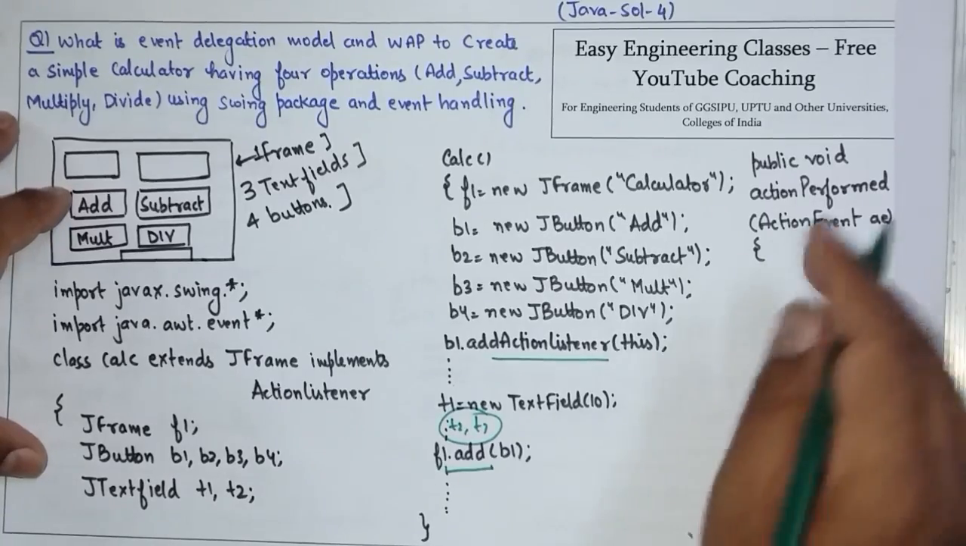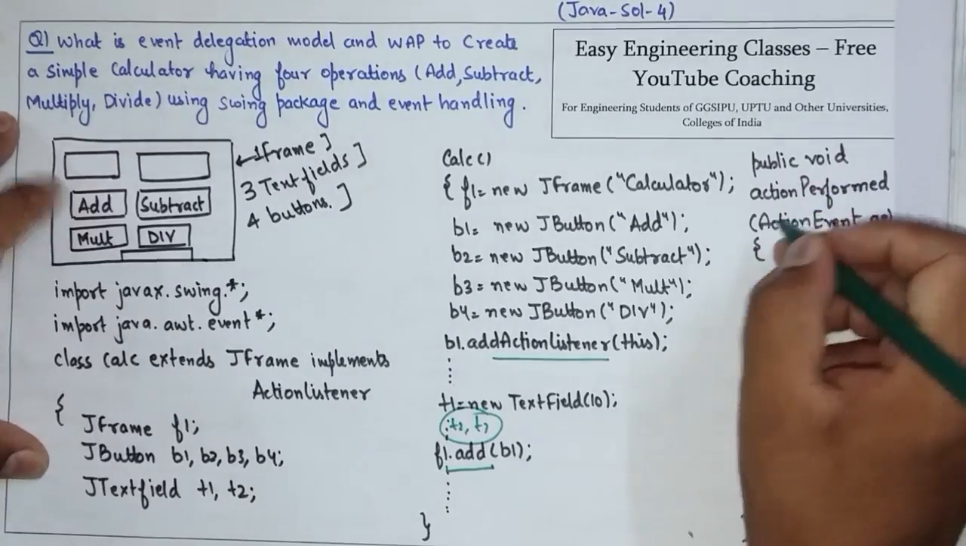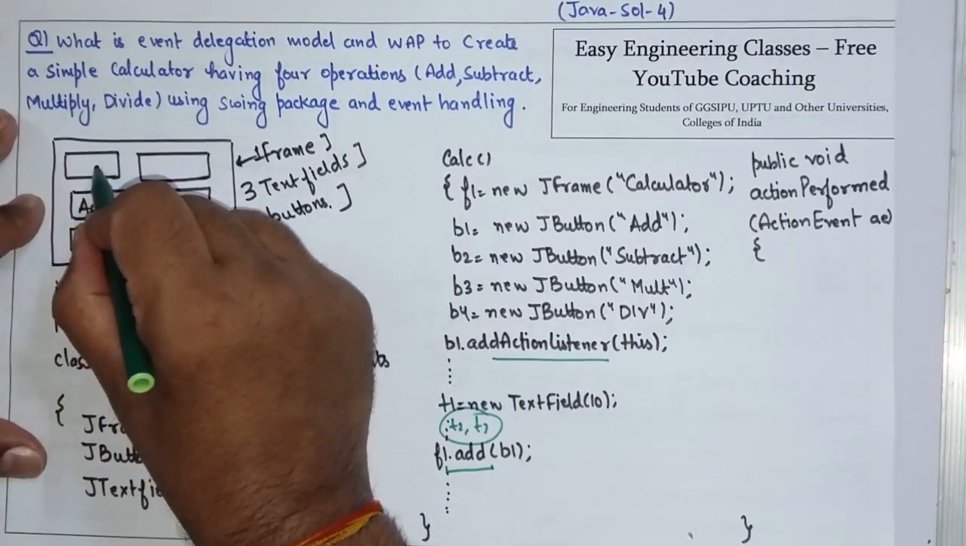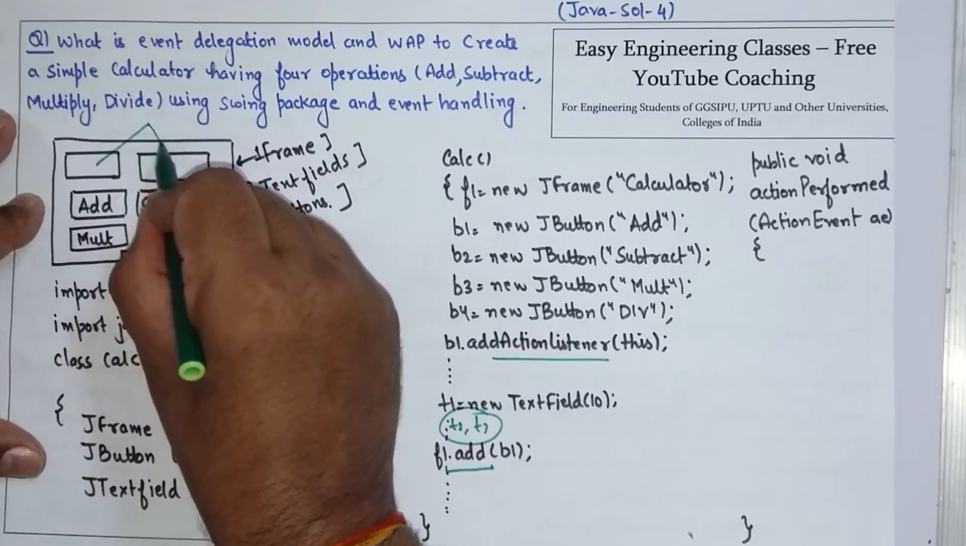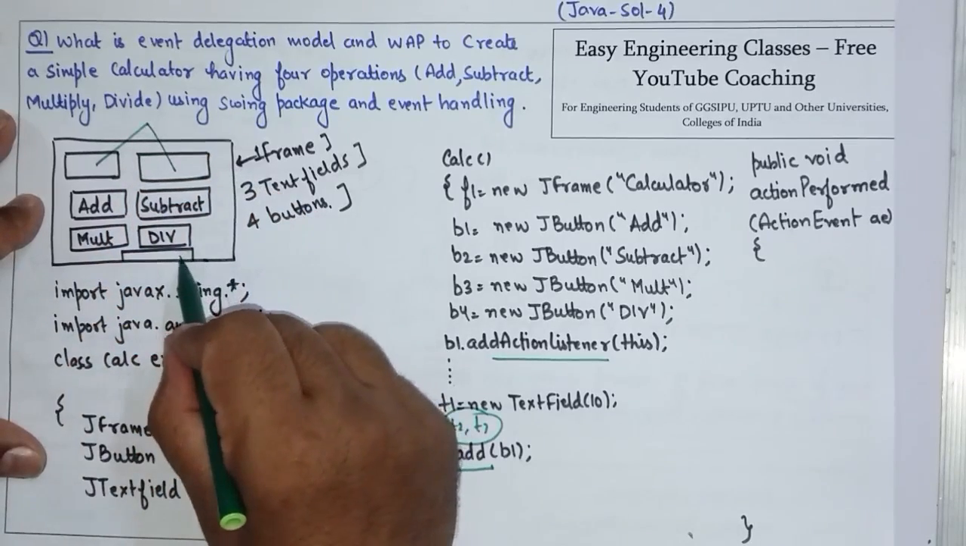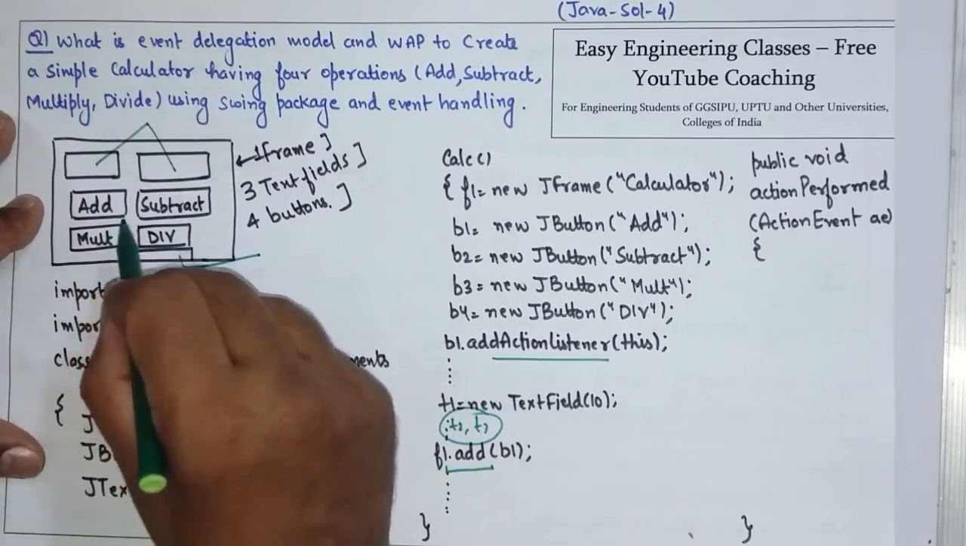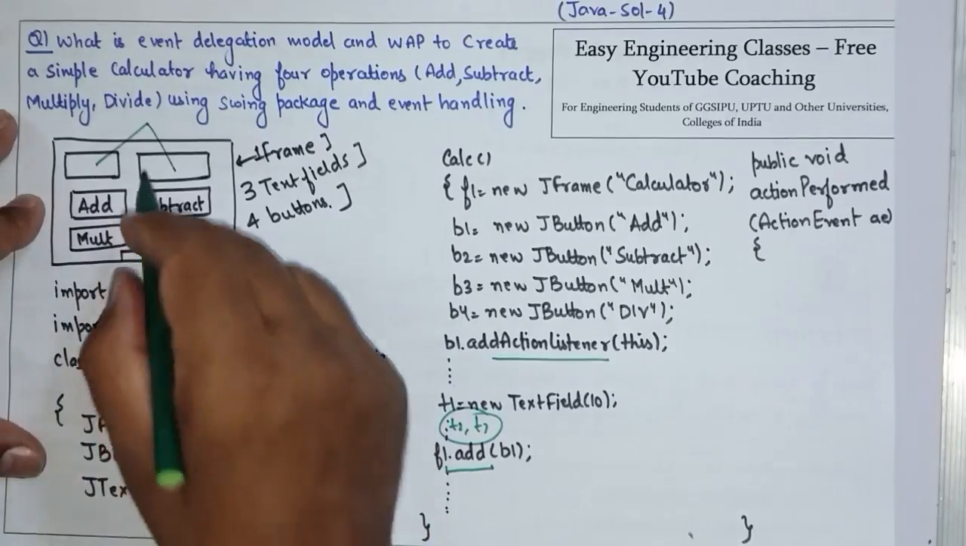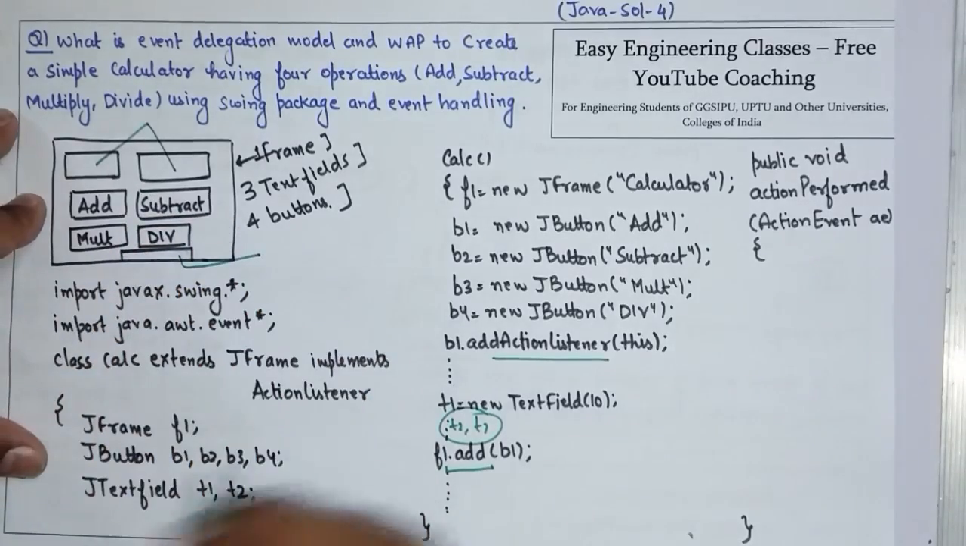So now coming to the main logic of the program. Public void actionPerformed, ActionEvent AE. Now this is the method that will get called whenever a button is clicked. So now what I have to do is add the values present in these two text fields and set the value in this. अगर मैं ऐड क्लिक करूंगा तो इन दोनों की वैल्यू को ऐड करके यहाँ पे प्रिंट करना है. Similarly for subtract, multiply and divide.